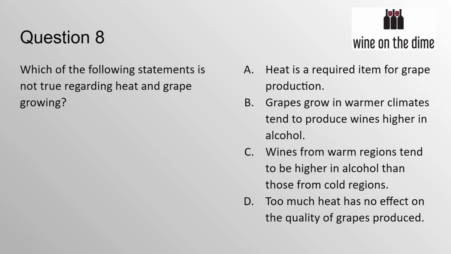Question 8. Which of the following statements is not true regarding heat and grape growing? A. Heat is a required item for grape production. B. Grapes grown in warmer climates tend to produce wines higher in alcohol. C. Wines in warmer regions tend to be higher in alcohol than those from colder regions. And D. Too much heat has no effect on the quality of the grapes produced.